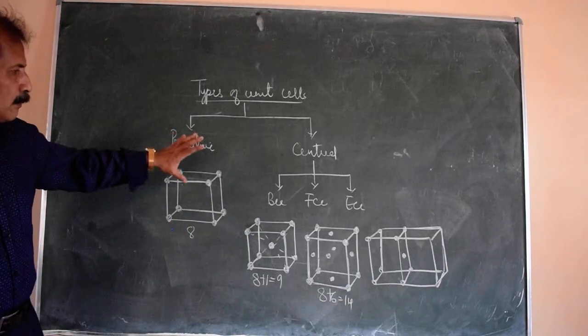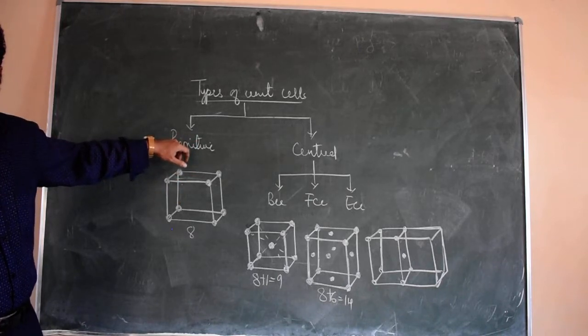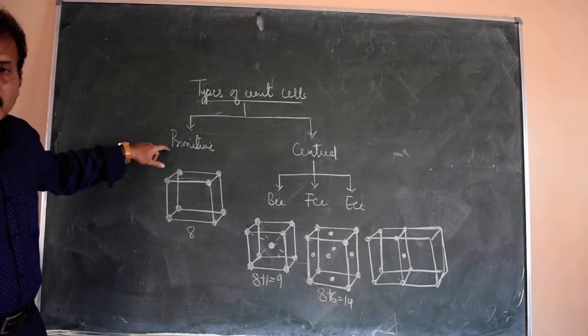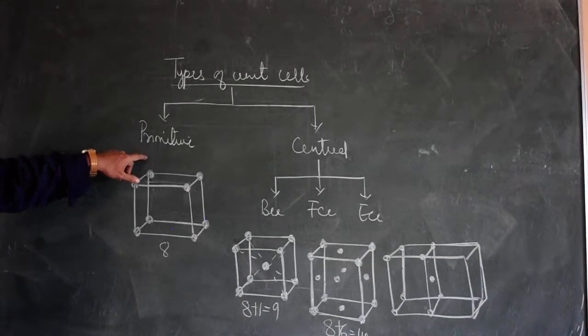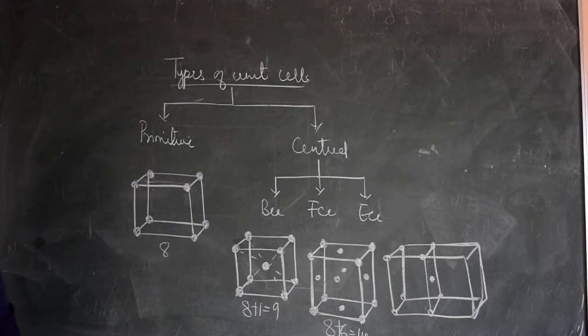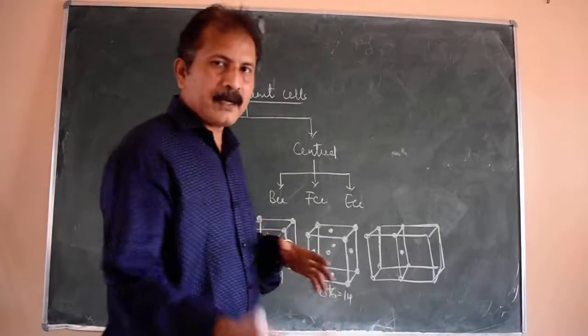So what have I covered? Classification of solids, what is meant by a crystal lattice, what is meant by a unit cell, and types of unit cell. So this is the first part of your revision. I will continue in the next class.